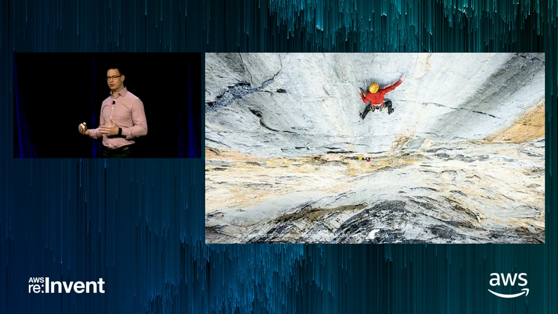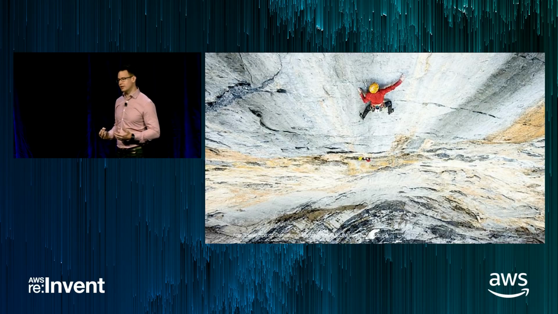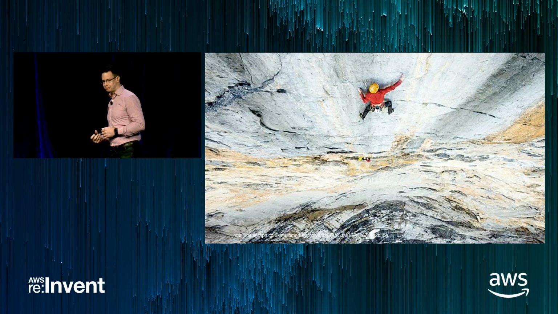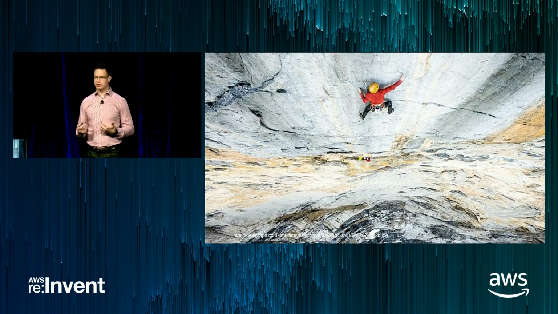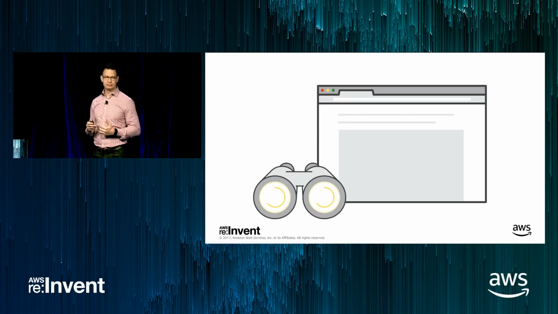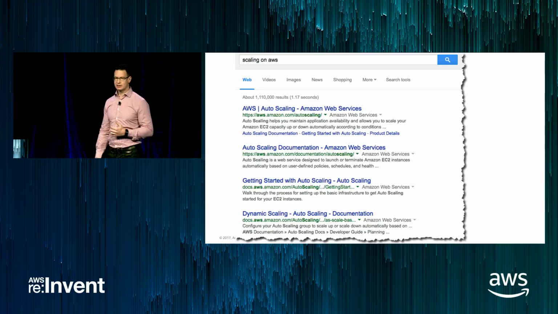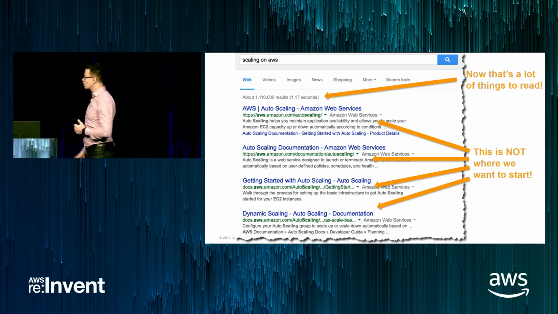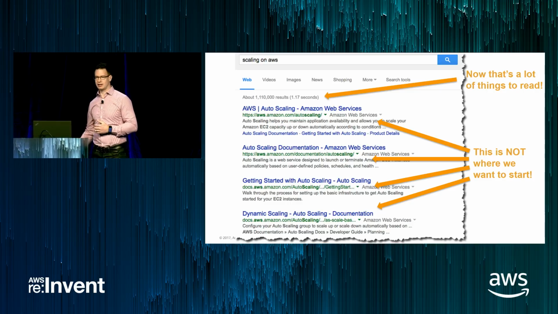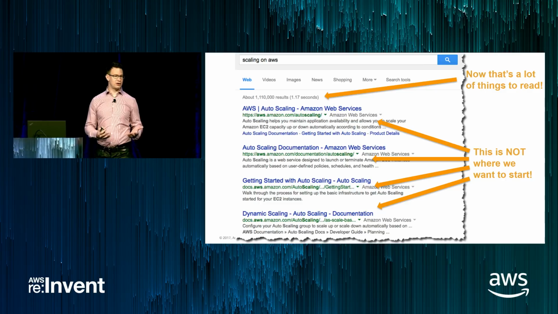Or you may be experiencing steady-state growth, constant growth. Either way, what I go through today is going to help you to deal with that. Now, if you want to know about something, if you're like me, one of the first things you do, look it up. Scaling on AWS. You're going to get a lot of hits and a lot of references to auto-scaling. Now, that sounds great, doesn't it? Turn that on, auto-scaling. Pretty much done.